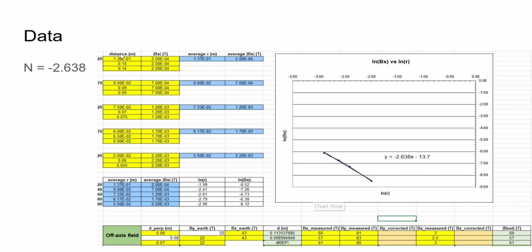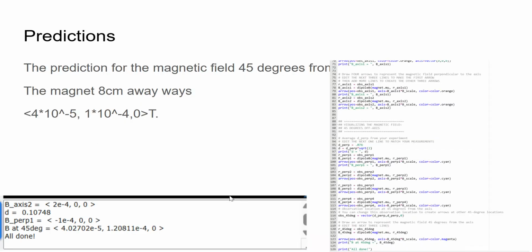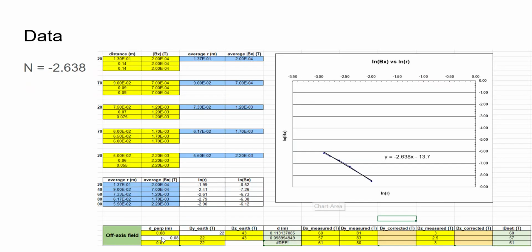Here is our field, from I'm pretty sure it was 20 microteslas. And the same thing down here: 70 is at 120, 170, and this one is at 220. And these are our distances, in meters. Our distance perpendicular when we went off axis was 0.08 meters, or 8 centimeters.